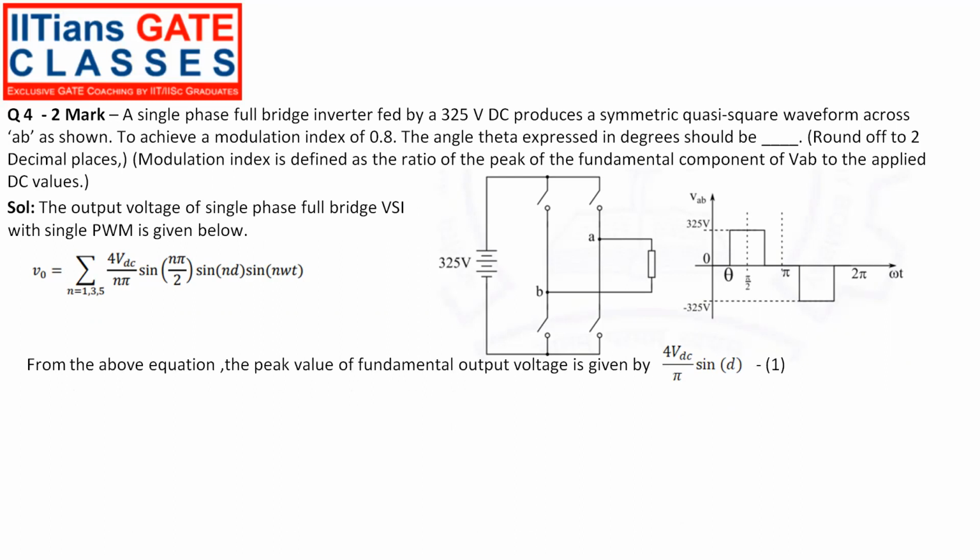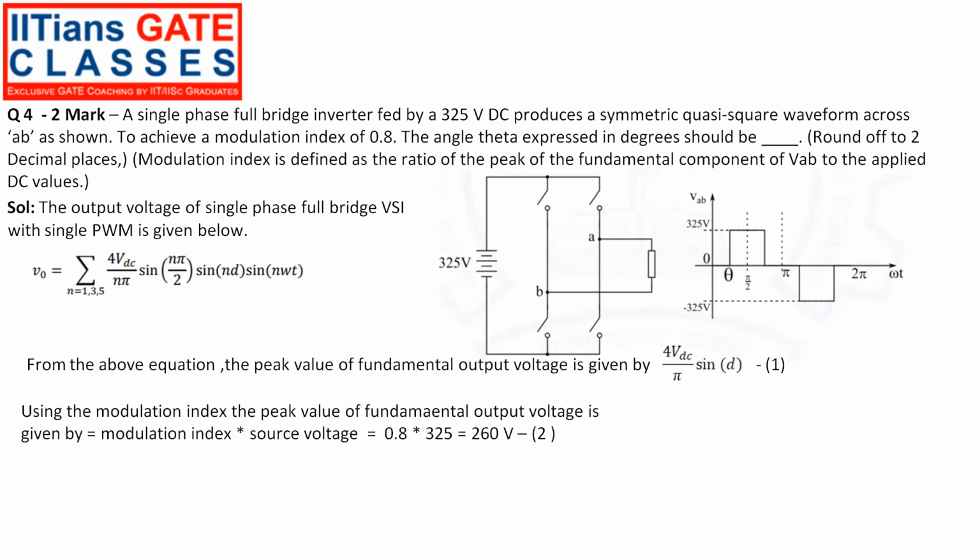There is another way to find out the peak value of the fundamental output voltage using the modulation index. Using the modulation index, the peak value of the fundamental output voltage is given by modulation index into source voltage. The modulation index is 0.8 and source voltage is 325 volts. So we'll be getting 260 volts. That is equation 2. Equations 1 and 2 give the same quantity, but they are different ways to get the peak value of the fundamental output voltage.